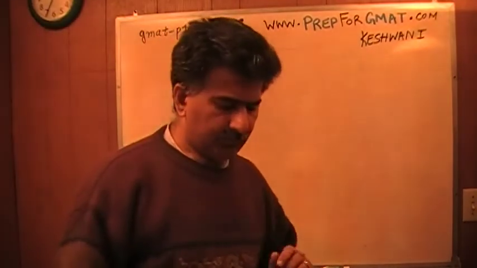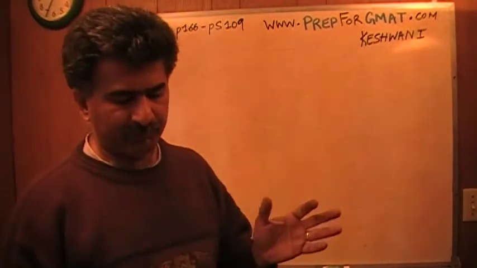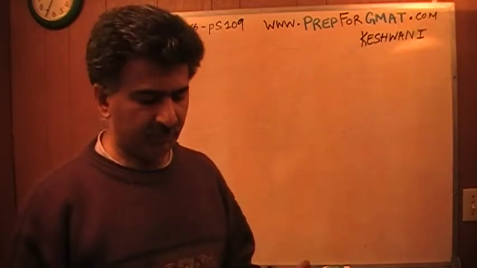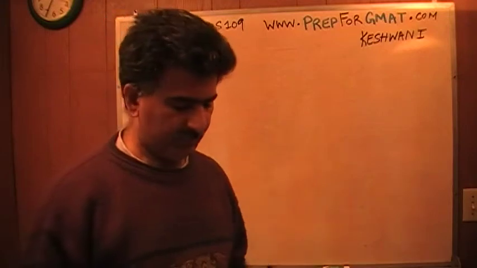It simply says all of the following have the same value except. So there are five answer choices. Four of those five answer choices have the equal value. Our job is to find the odd man out. Let's start with A.